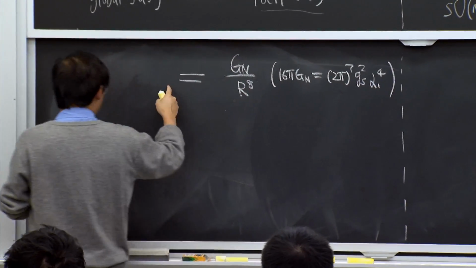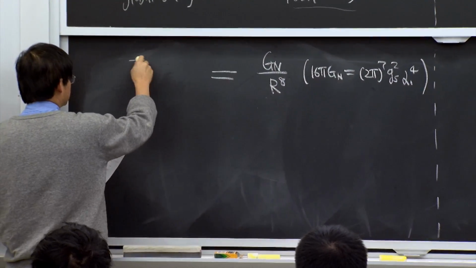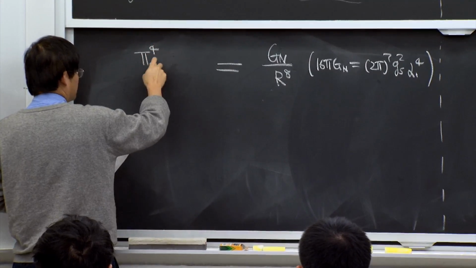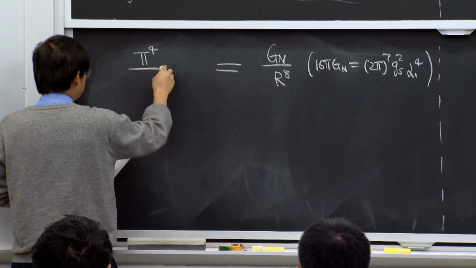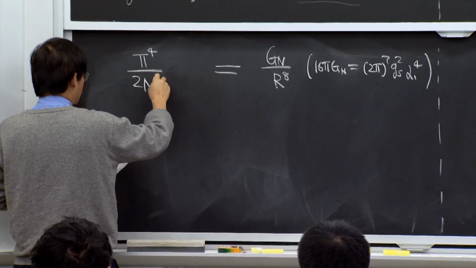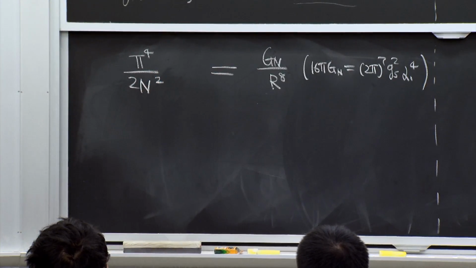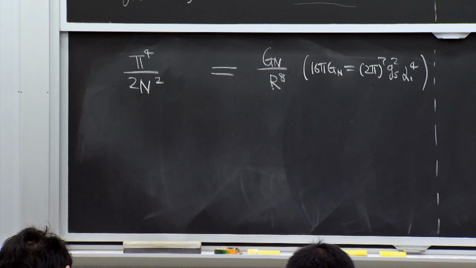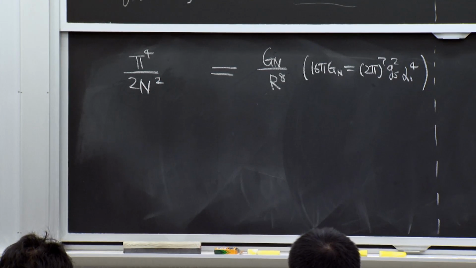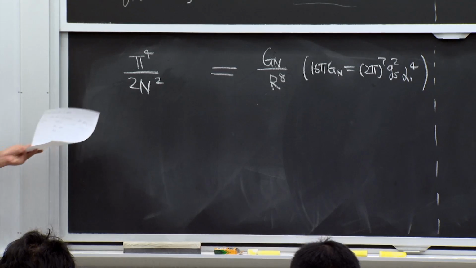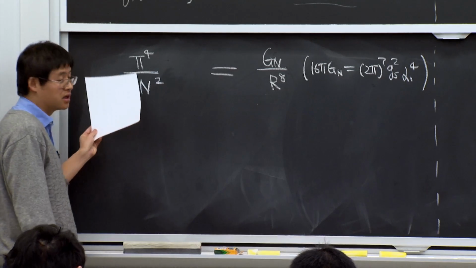Once you plug all those relations in, and see how g_s and alpha prime are related, you find that g_YM has actually disappeared from this relation. What you find is that the Newton constant is essentially just related to 1 over N squared. Up to some numerical factor, it is just related to 1 over N squared. So expanding in G_Newton is just like expanding in 1 over N squared.